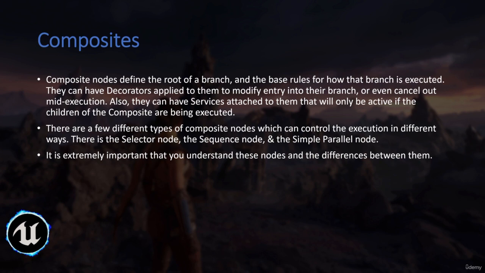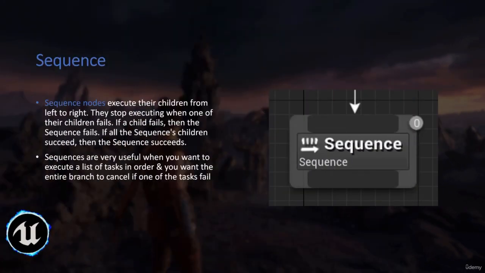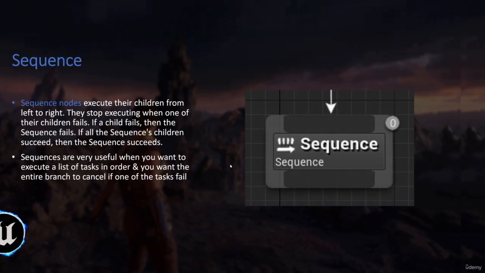Sequence. Sequence nodes execute their children from left to right. They stop executing when one of their children fails. If a child fails, then the sequence fails. If all the sequence's children succeed, then the sequence succeeds. Sequences are very useful when you want to execute a list of tasks in order, and you want the entire branch to cancel if one of the tasks fail.